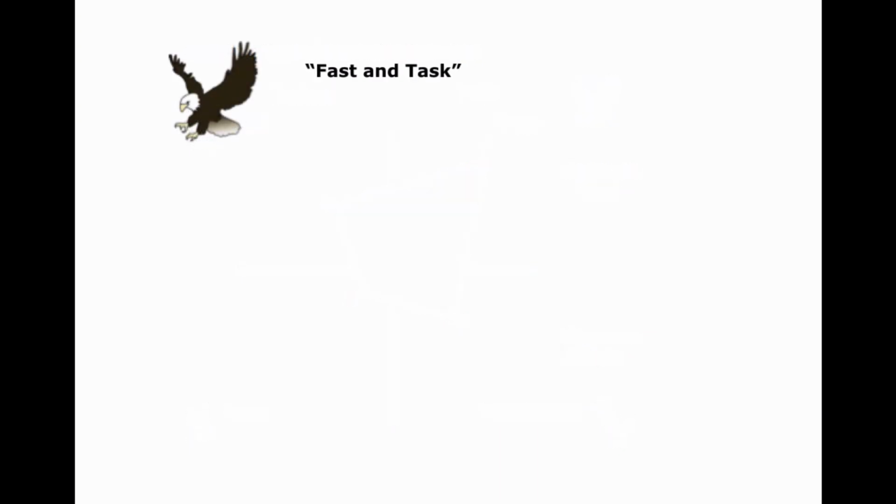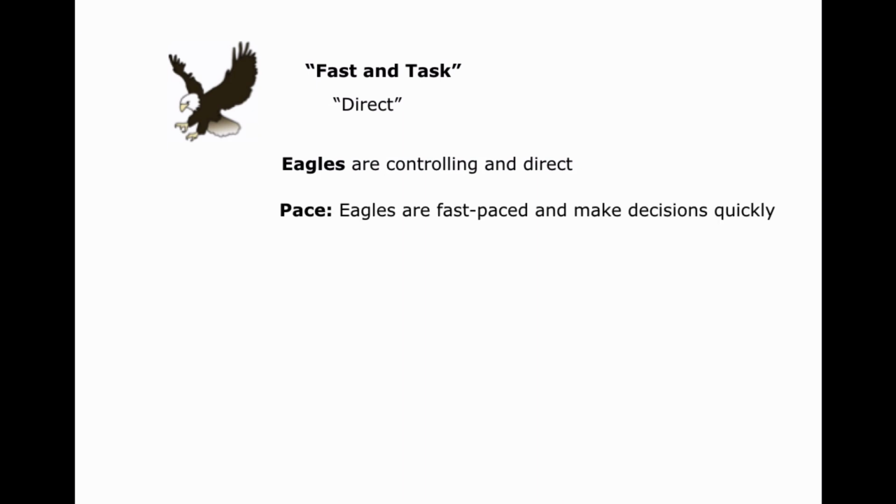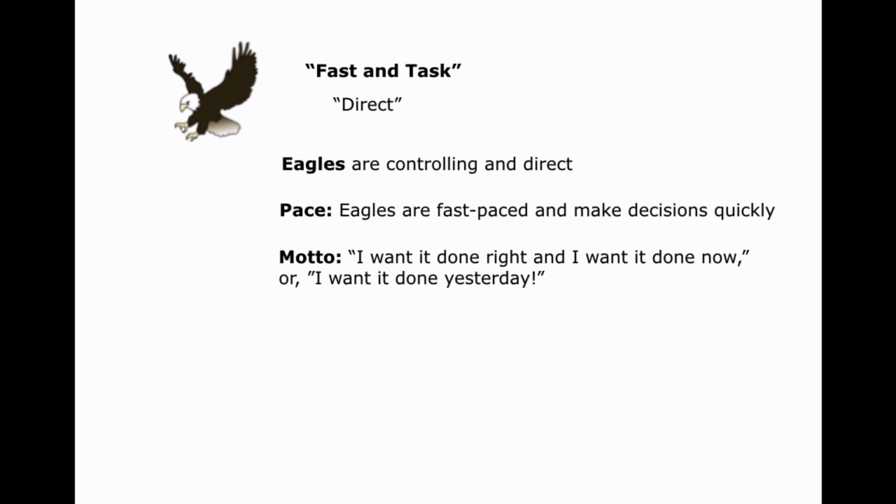Now, just what is an eagle? Well, eagles are controlling and direct. They like to take charge. They're fast-paced. They make their decisions quickly. If they had a motto, it would be, I want it done right, I want it done now, or I want it done yesterday. As you can see, very impatient. Their theme is notice my accomplishments.